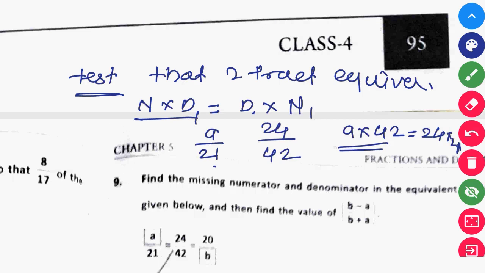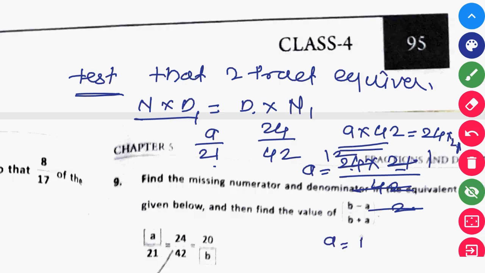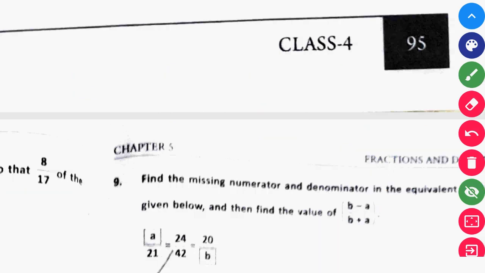Now this 42 is in multiplication, here we will go to the division. 24 upon 24 multiplied by 21 upon 42. Now 21 ones are 21, 21 twos are 42, 2 12s are 24. So a is equal to 12. Now like this, a is equal to 12, you find the value of b.